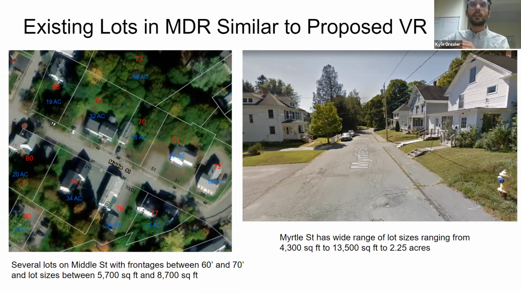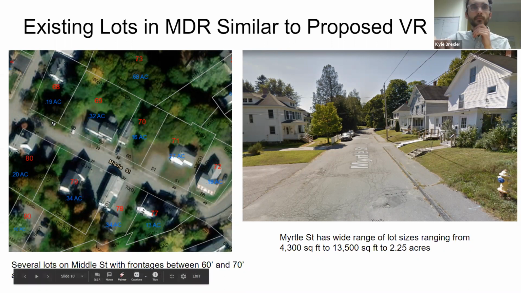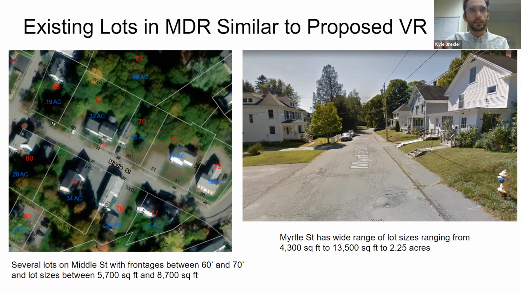So on the left, we have Middle Street, and you can see, looking at this, this is our tax map, overlaid with some satellite imagery. So you have some frontages, 60 feet of frontage there, 70 here. So sort of consistent with what we're proposing in the Village Residential District. So although it's a decrease from our current MDR district, there are examples and sort of precedent of this sort of lot existing in town.